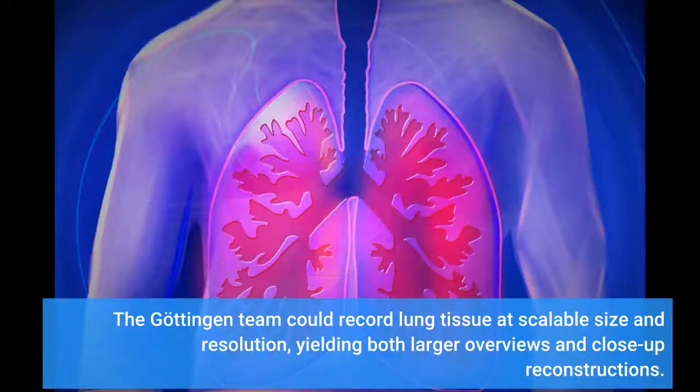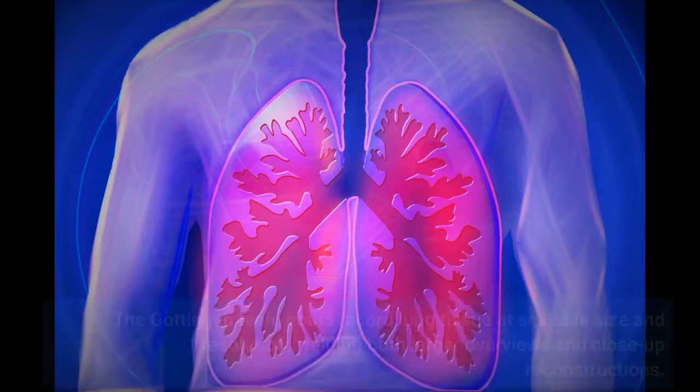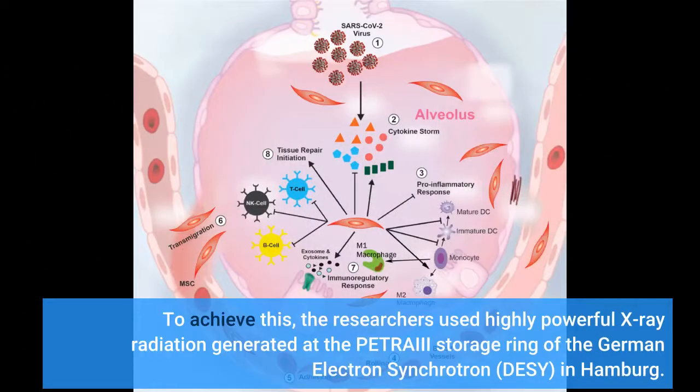The Göttingen team could record lung tissue at scalable size and resolution, yielding both larger overviews and close-up reconstructions. Depending on the setting, their method can even yield structural details below the resolution of conventional light microscopy. To achieve this, the researchers used highly powerful X-ray radiation generated at the PETRA III storage ring of the German electron synchrotron (DESY) in Hamburg.